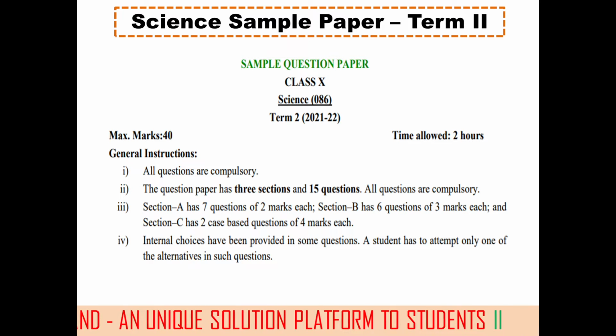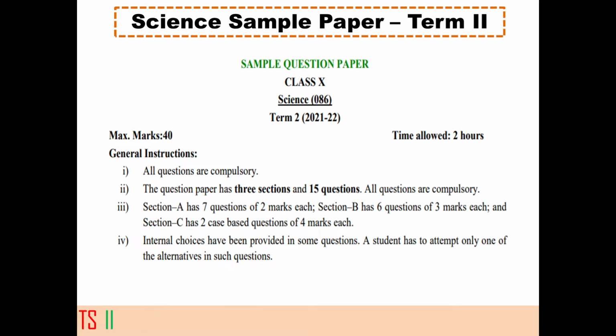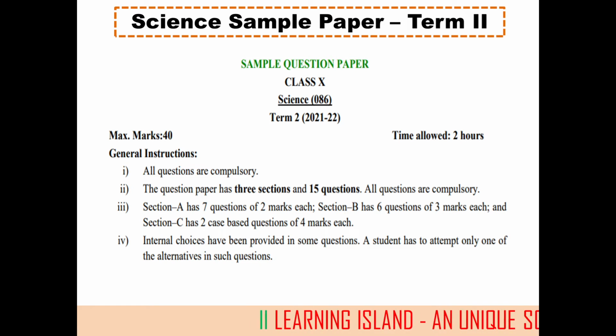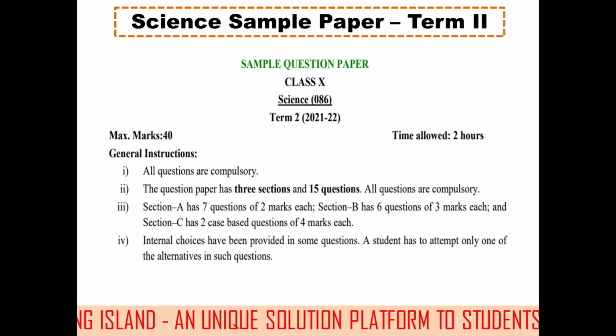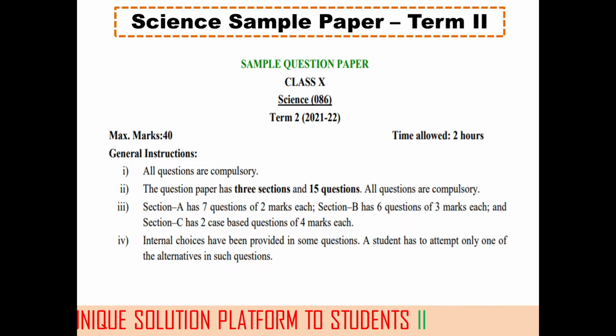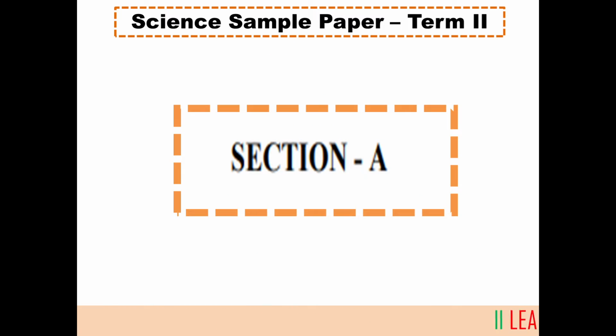So what is the distribution of the marks? 14 plus 12 and 8. And there is an internal choice given in the questions by 'or', so you will have to attempt only one question between them. So let us first go to section A.